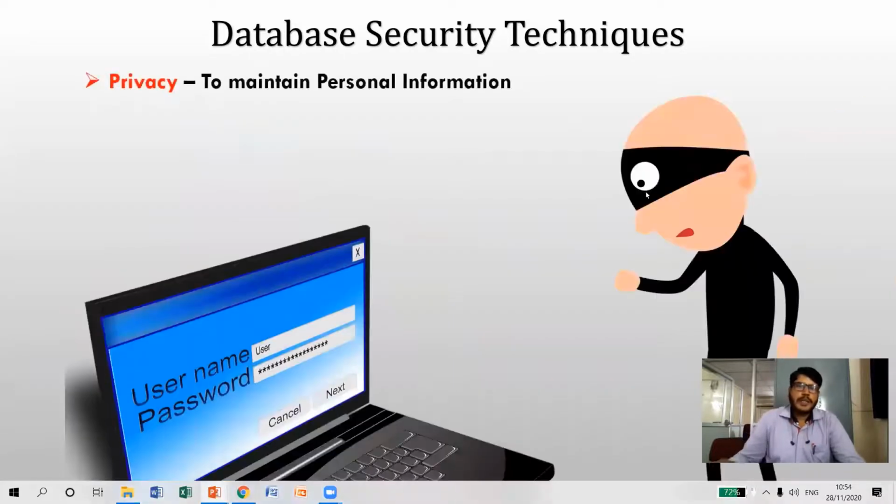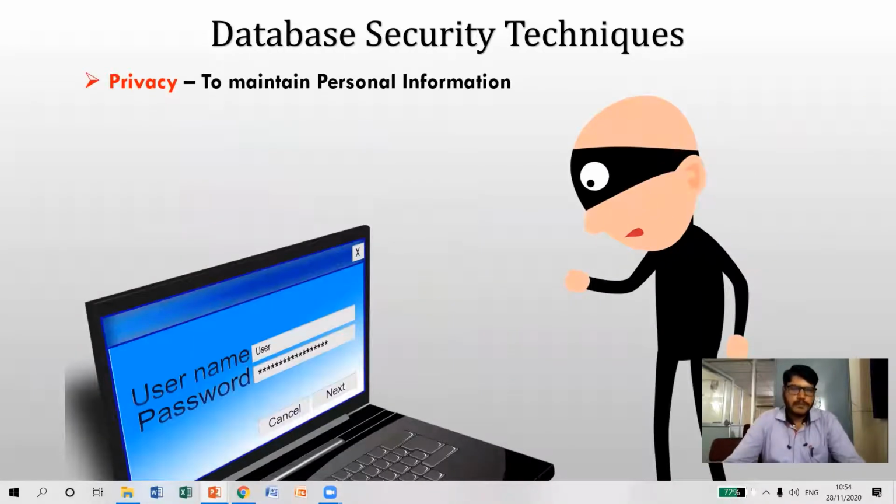The first one is privacy. We have to maintain confidentiality for our personal information. Assume that I'm having a username and password to access my database, but I should maintain privacy, or I should never share the username and password which is allocated for me with someone else.